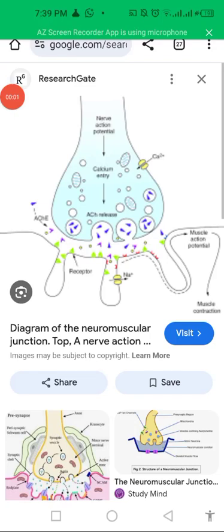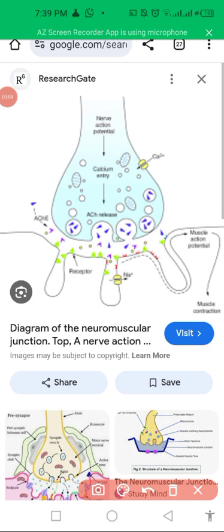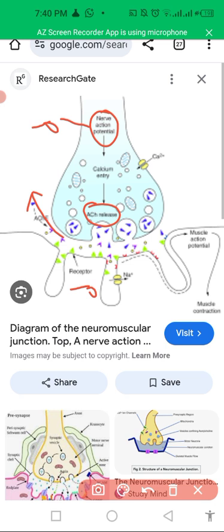We are going to look at the normal anatomy of the neuromuscular junction. As we can see here in this image, this one is the presynaptic membrane, this one is the postsynaptic membrane, and here is the synaptic space. From the presynaptic membrane, these vesicles full of acetylcholine release acetylcholine into the neuromuscular space.